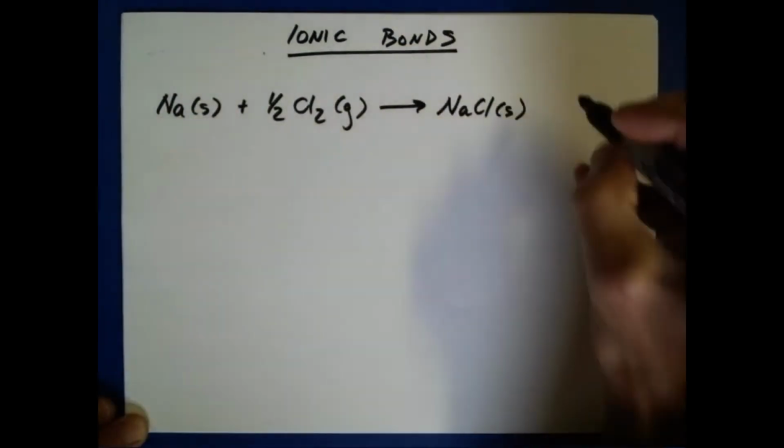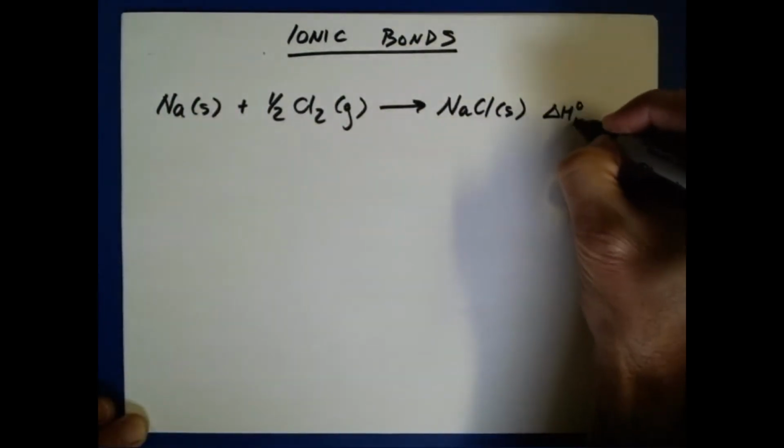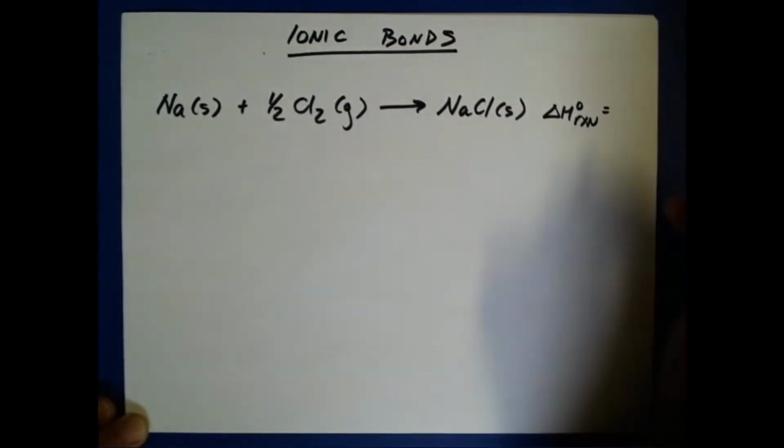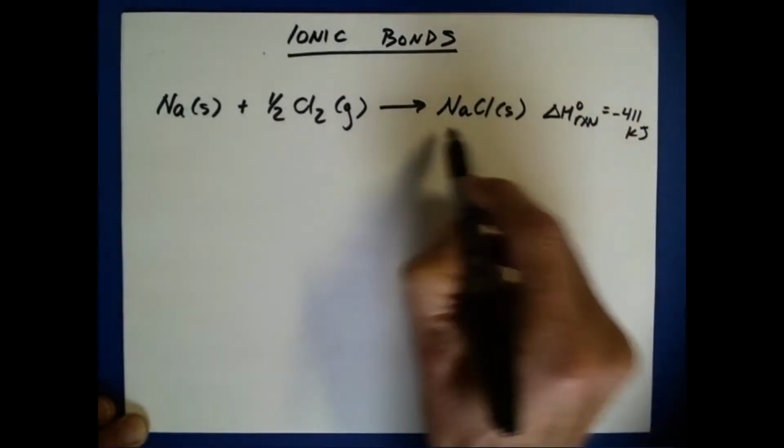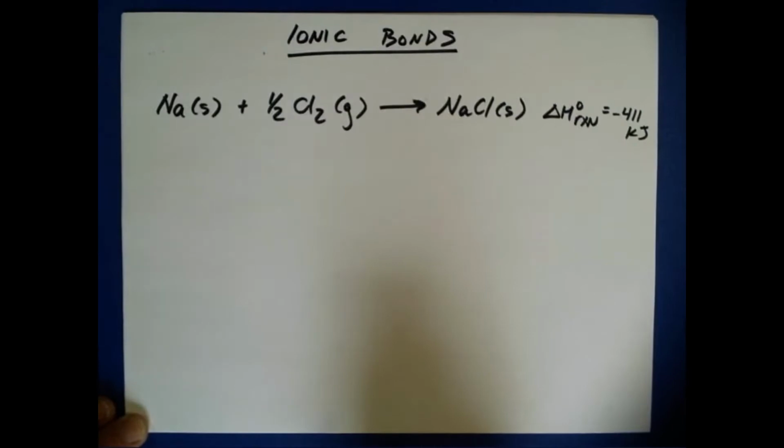The enthalpy change for this particular reaction, the standard enthalpy change, is exothermic, and it's highly exothermic, minus 411 kilojoules for every mole of sodium chloride that's produced.